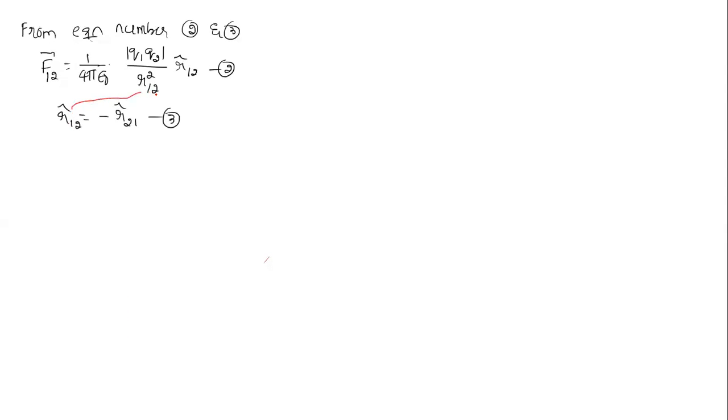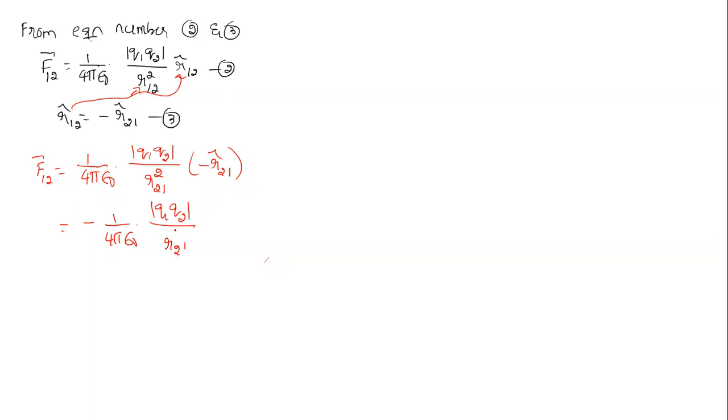This R12, where now? Here and here. So if you insert, it will become what now? F12 vector is equal to 1 divided by 4 pi epsilon naught multiplied by magnitude of Q1 Q2 divided by R12, which becomes R21. And since square is there, the negative sign becomes positive. It is just like square multiplied by minus R21 cap. So I'll take a negative sign outside. I'll write minus 1 divided by 4 pi epsilon naught, Q1 Q2 divided by R21 square.